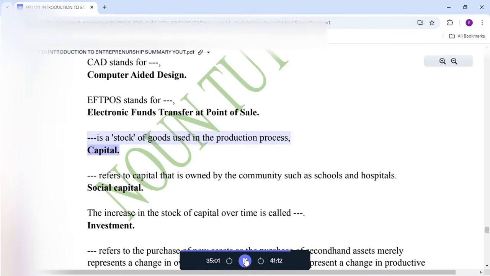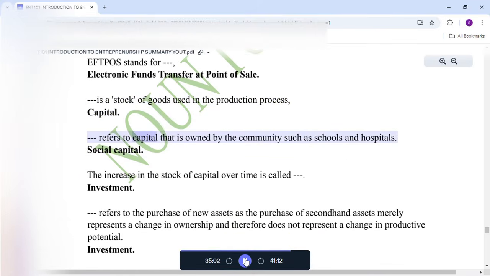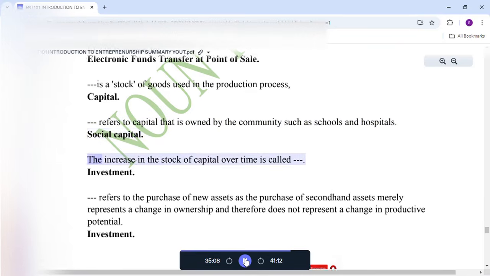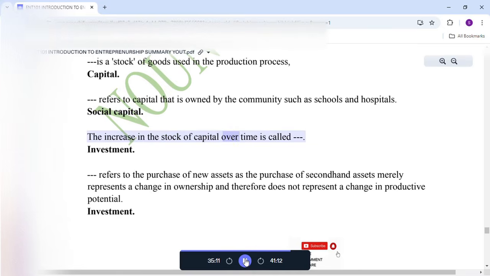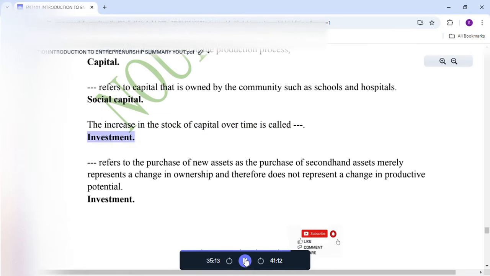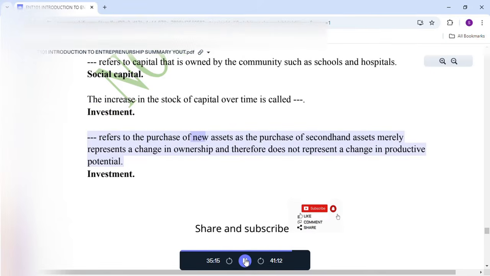Social capital refers to capital that is owned by the community such as schools and hospitals. The increase in the stock of capital over time is called investment. Investment refers to the purchase of new assets, as the purchase of second-hand assets merely represents a change in ownership and therefore does not represent a change in productive potential.